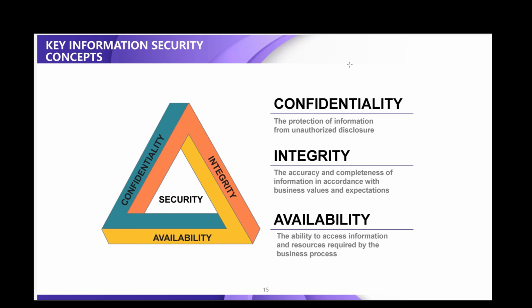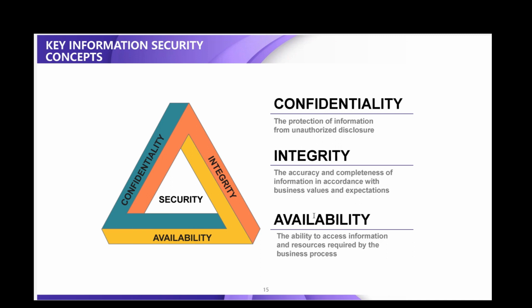So we're talking about the key information security concepts and the three objectives of information security. The objectives are represented by this triangle. The objectives of information security are to ensure the confidentiality, integrity, and availability of information assets. I will take my time to explain what is meant by confidentiality, integrity, and availability.